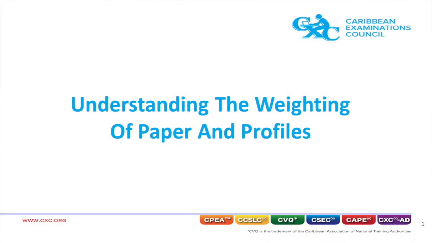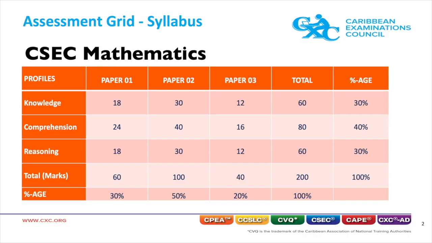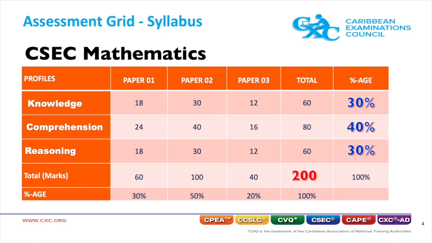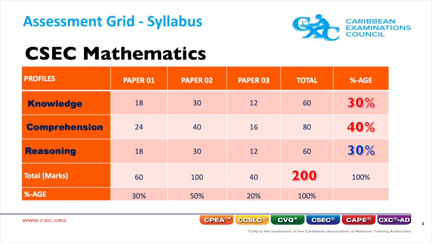Understanding the weighting of paper and profiles. Let us take a look at a table in the CSEC Mathematics syllabus, page 5, under the caption Weighting of Paper and Profiles. The maximum score to be earned by a candidate is 200 marks. The knowledge profile contributes 30% of the candidate's final grade. The comprehension profile contributes 40%, and the reasoning profile contributes 30%.